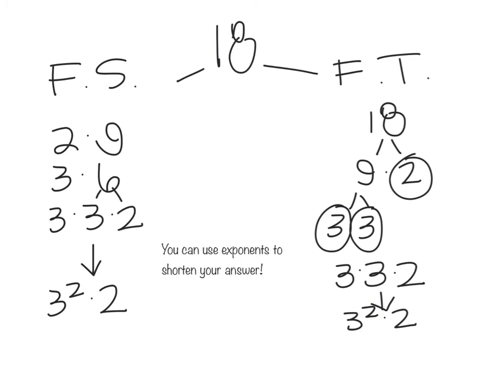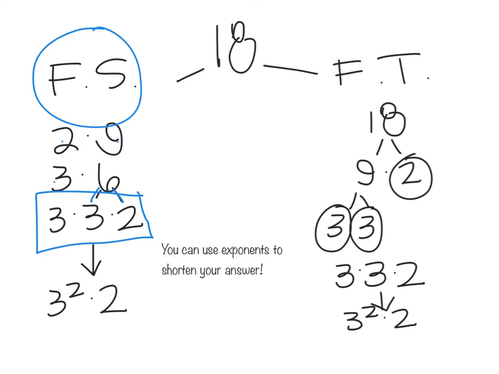For 18, I did factor strings over here. 2 times 9, 3 times 6. I broke the 6 apart into 3 times 2. So I ended up with 3 times 3 times 2. Okay? Factor tree, I did 9 times 2. You could do 6 times 3. And then I broke the 9 apart into 3 and 3. So I ended up with 3 times 3 times 2. So the same answer. If you want to shorten your answer up, you can use exponents.